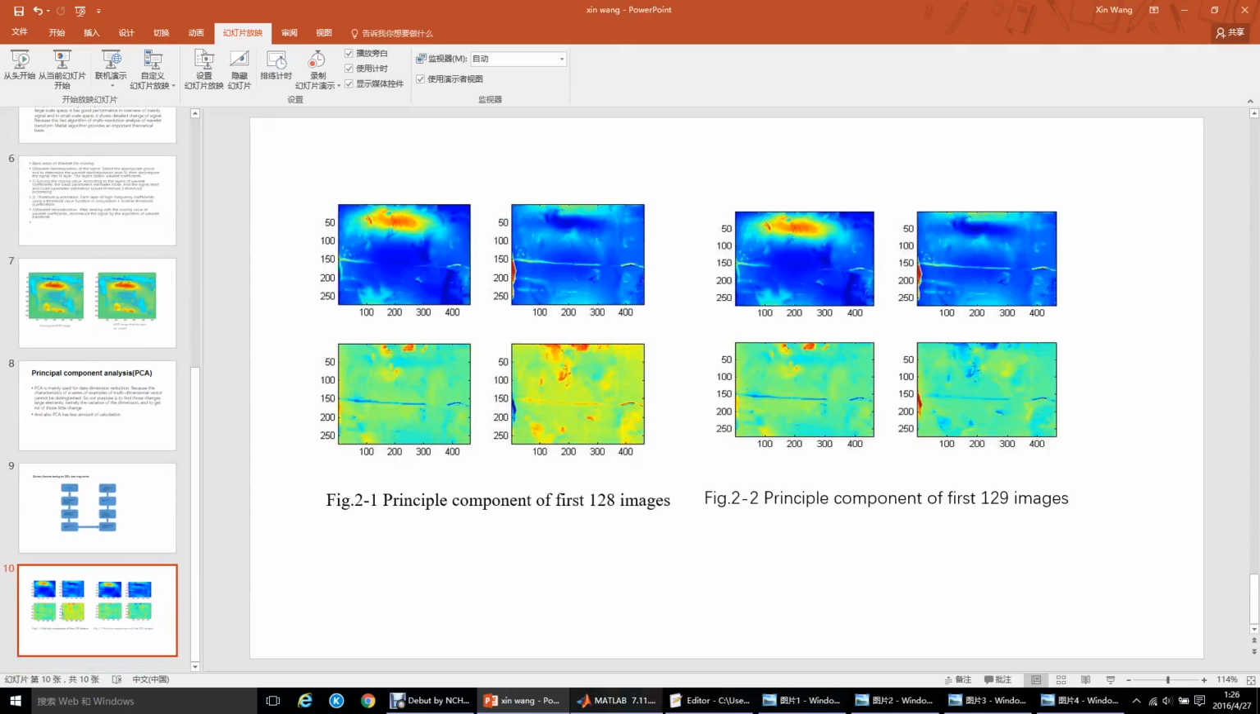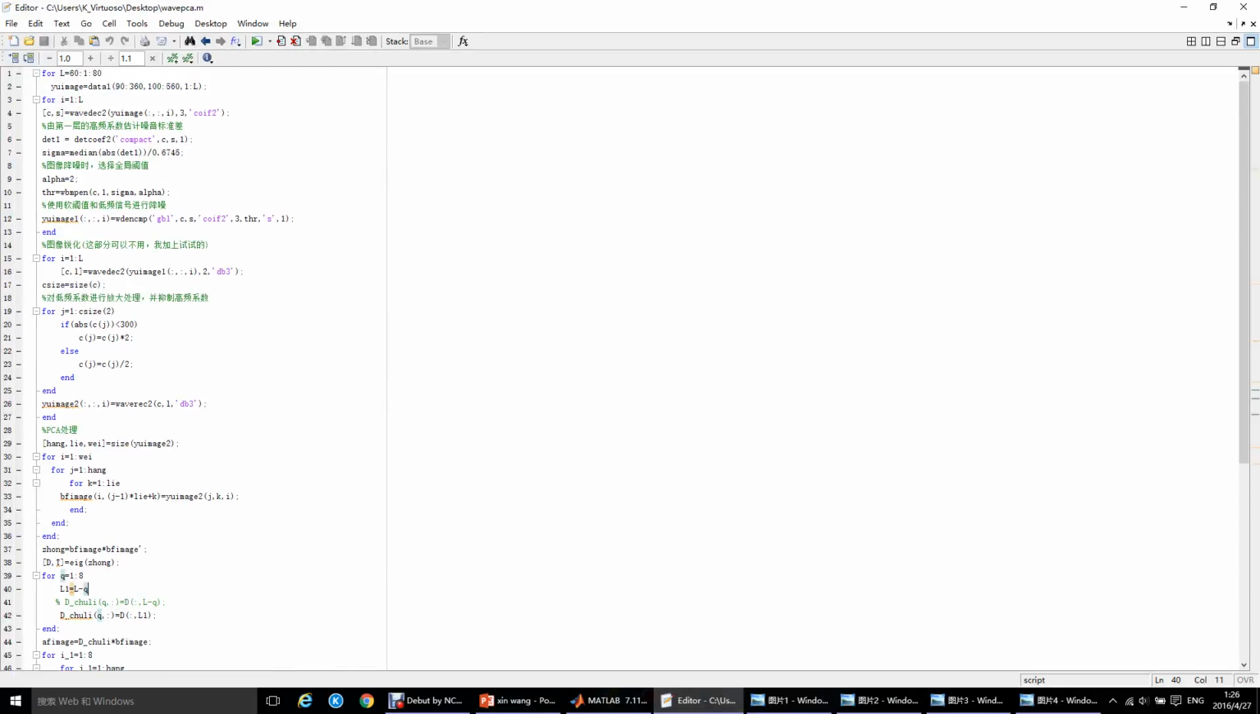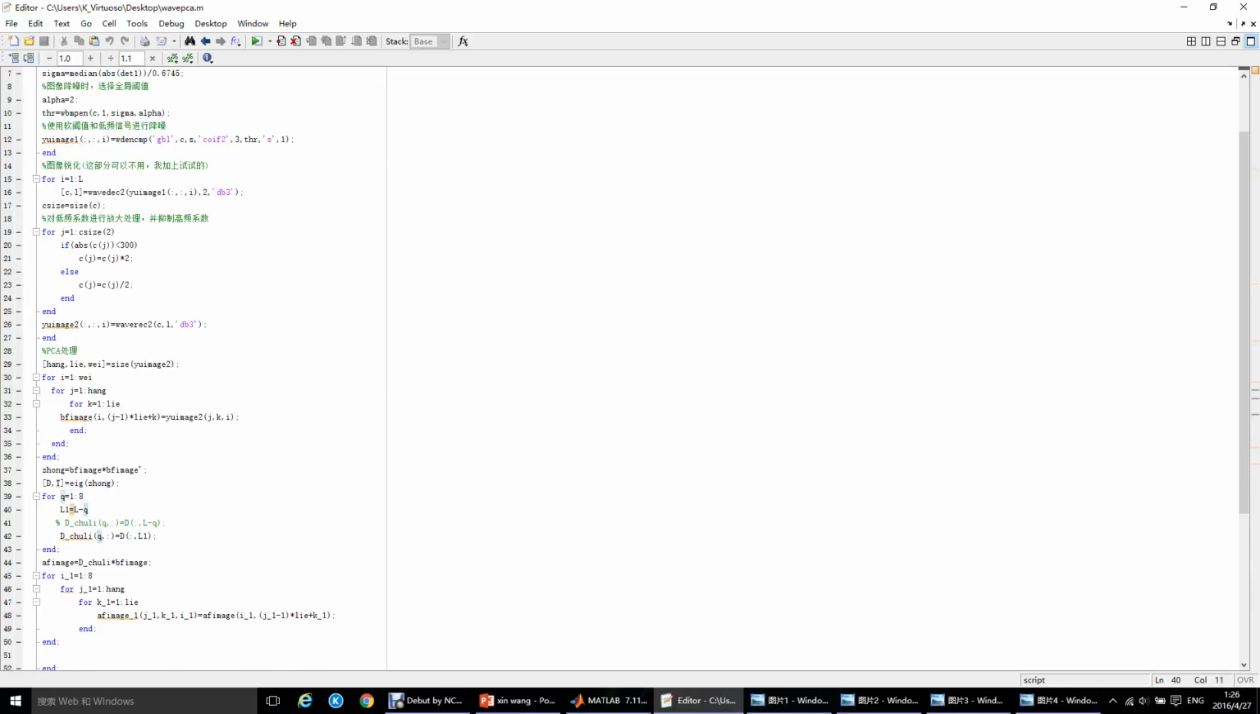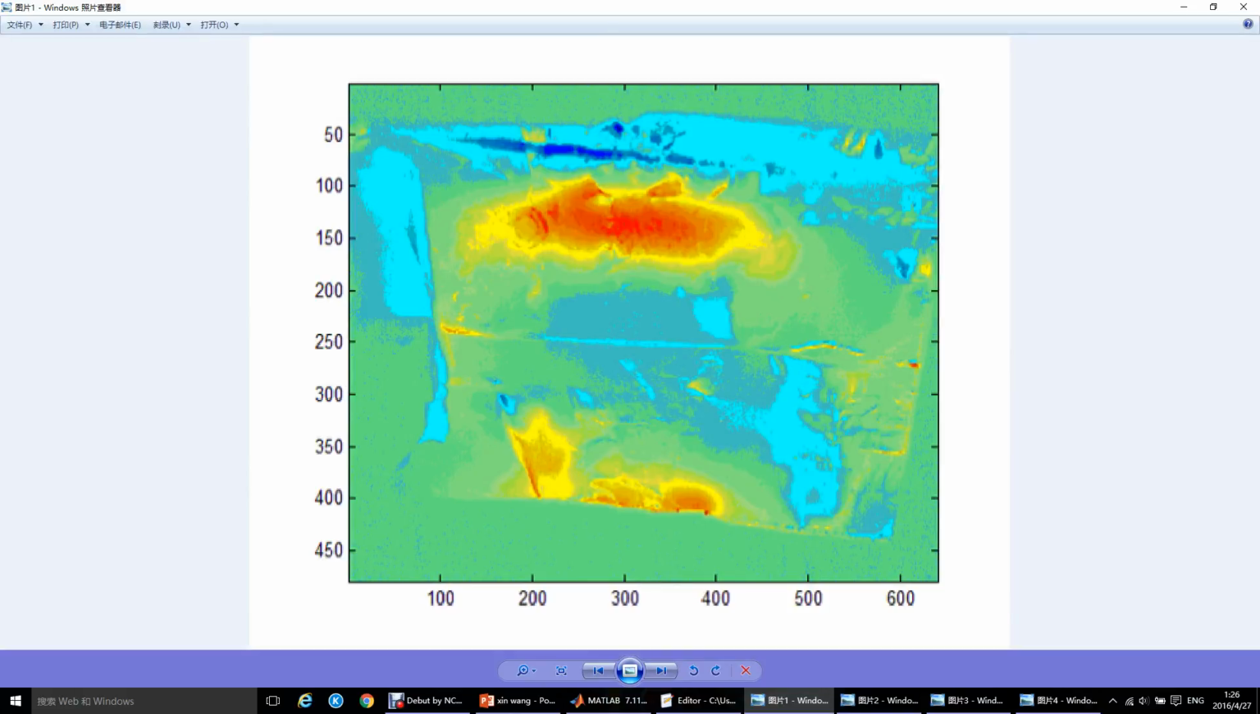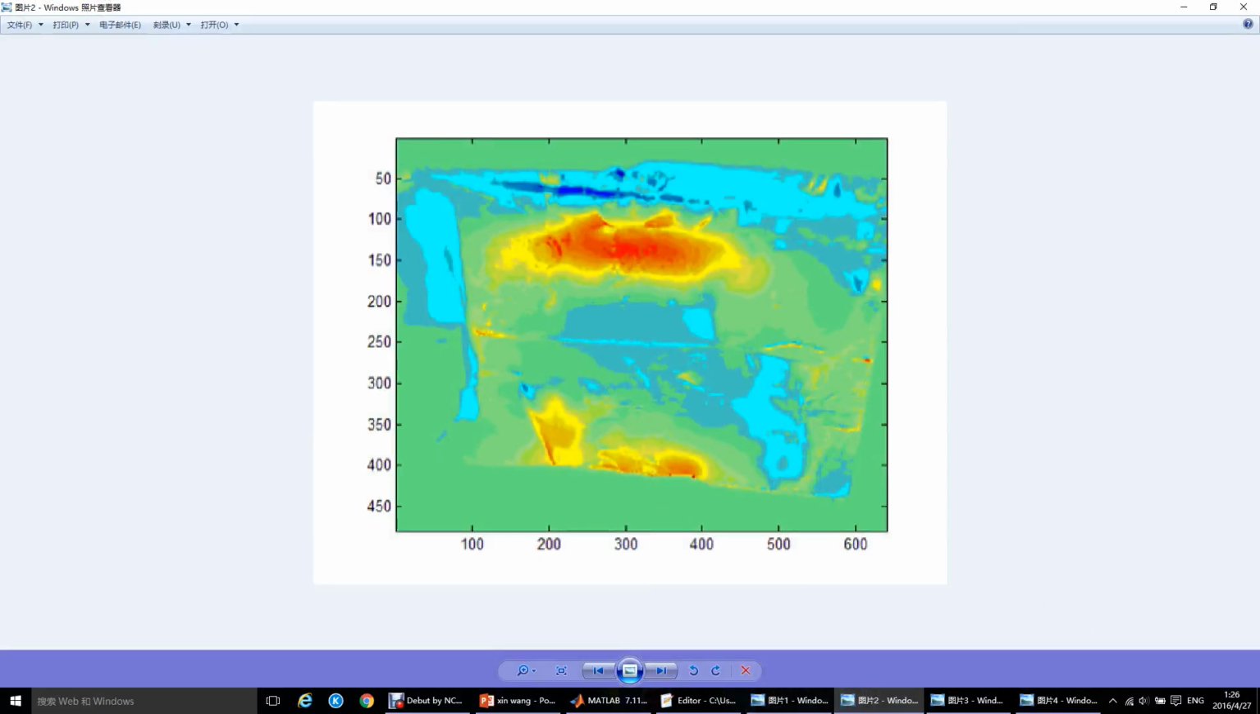Here is my programming, and I have run it, and here is my result. The first one is the original image that has various spots, and the second one is the image that has been denoised by the wavelet transform, and you see the surface of this image is much smoother.